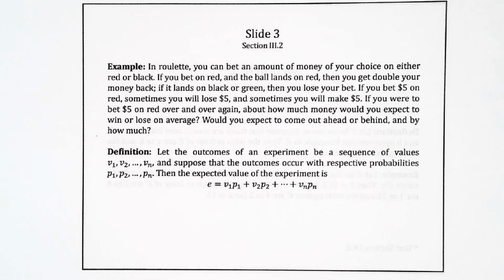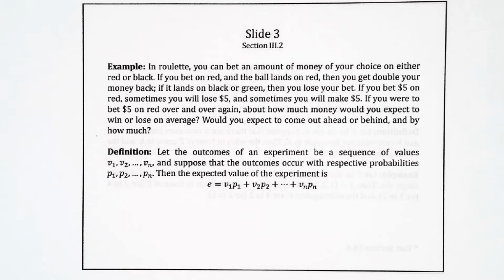So we use expected value to figure this out. Let the outcomes of an experiment be a sequence of values v1 through vn, those are like the dollar amounts that you could win or lose. And suppose that the outcomes occur with respective probabilities p1 through pn. So v1 occurs with the probability p1, v2 with the probability p2, and so on. Here we're not necessarily assuming that the v's occur with equal likelihood. Maybe some are more likely to happen than others. Then the expected value of the experiment is v1 times p1 plus v2 times p2, and so on, plus vn times pn.